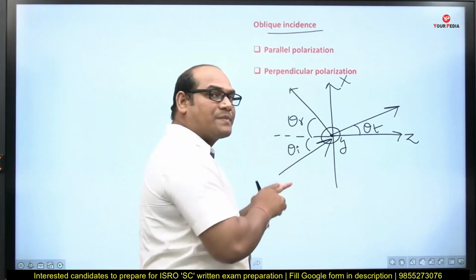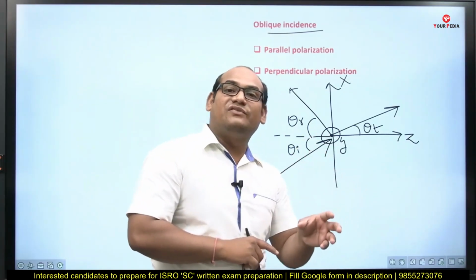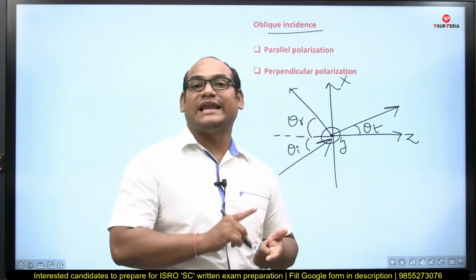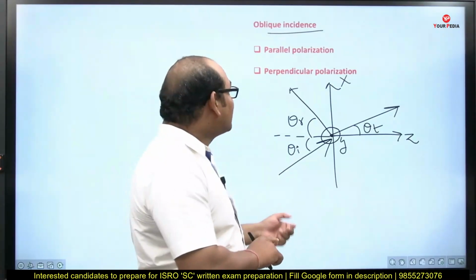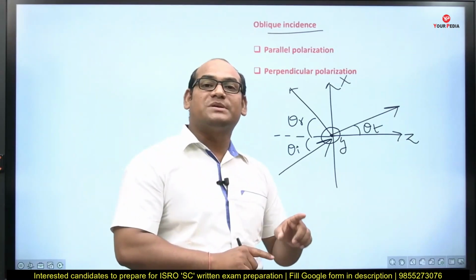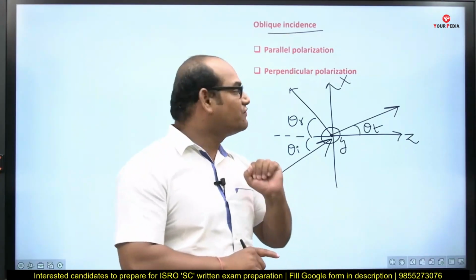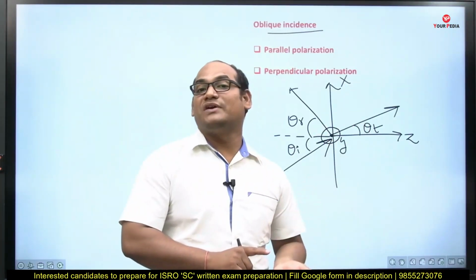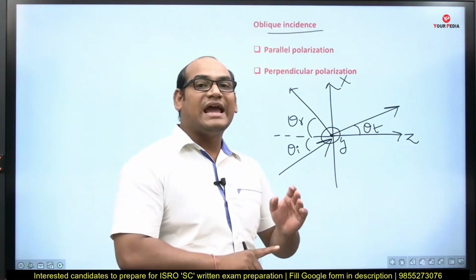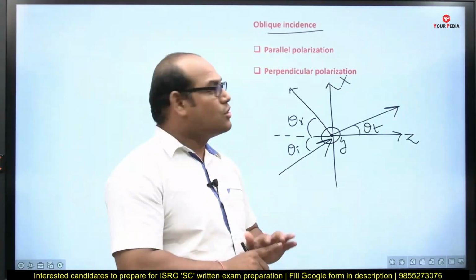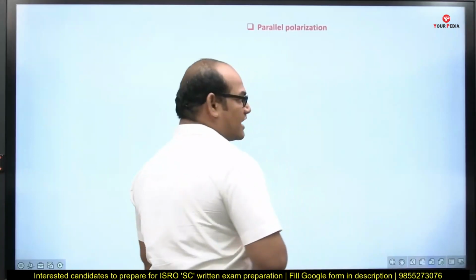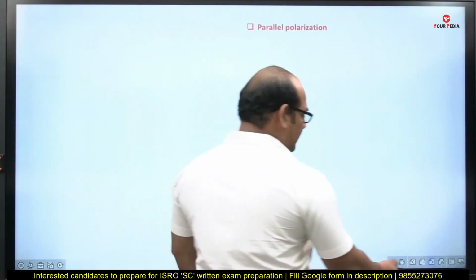Now here we need to represent the orientation of the electric field and magnetic field for the three waves. For the incident wave we have to represent the electric and magnetic fields, for the reflected wave again we have to represent the directions of the electric and magnetic fields, and for the transmitted electromagnetic wave also we have to provide the directions. So follow this very carefully, it is somewhat confusing, so listen carefully. Now parallel polarization we have taken.